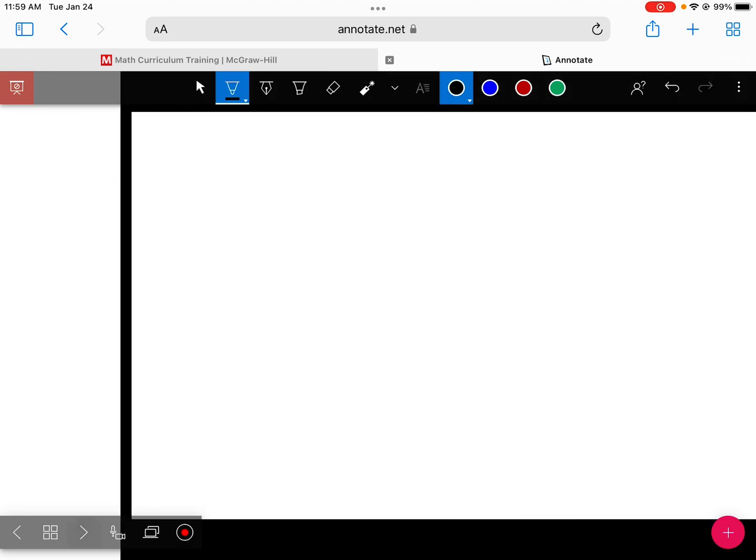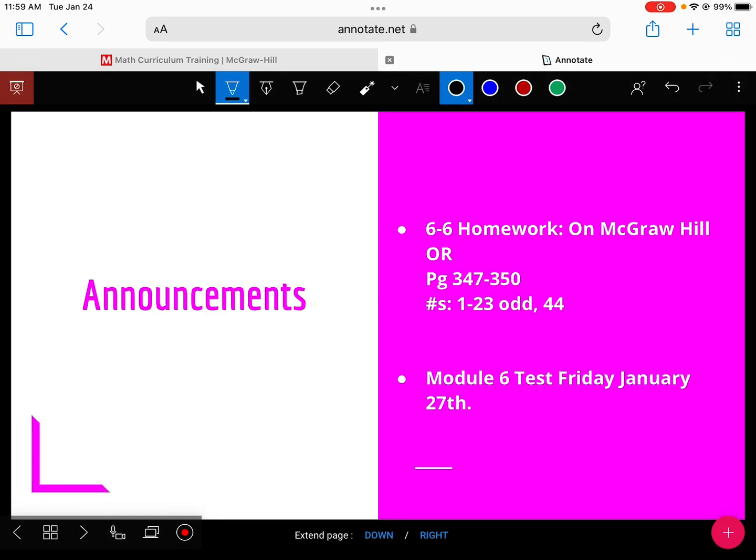One last reminder, your 6-6 homework is due tomorrow. You guys have class time to continue working on that. There are a couple problems where you might want to use the graph, like I showed you how to use Desmos to solve it. You can also use that to check any problems that you do.